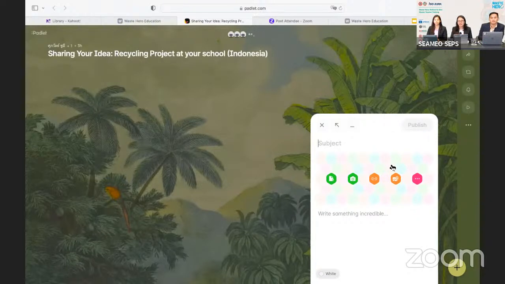Okay. Some teachers are typing right now. Yeah, if you want to try, it's okay. Okay, we see this is the typing symbol. Yeah. Okay, good job.